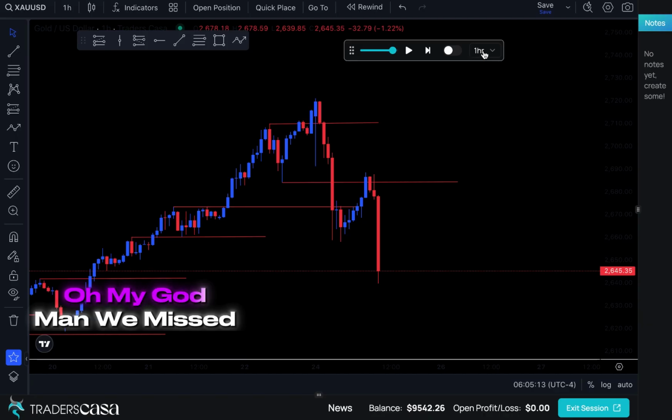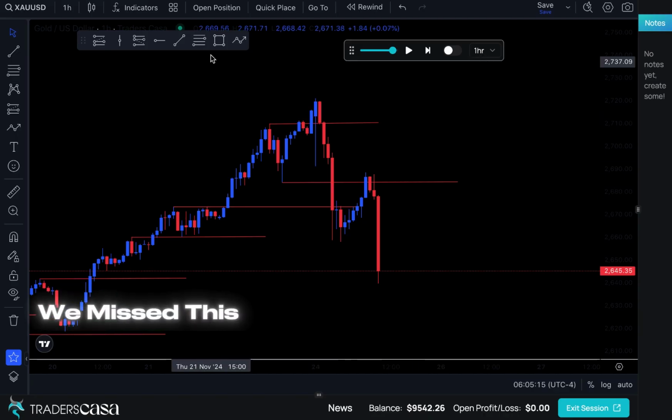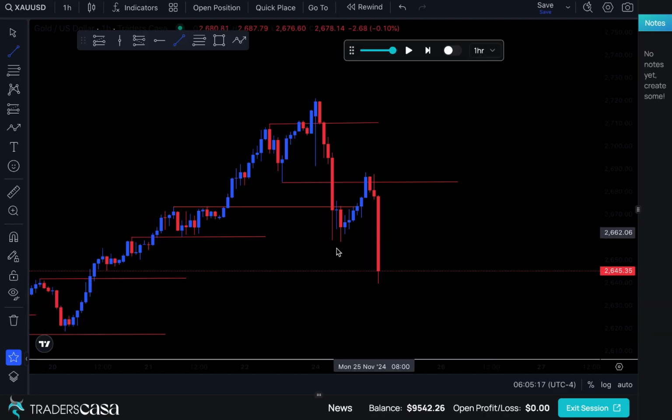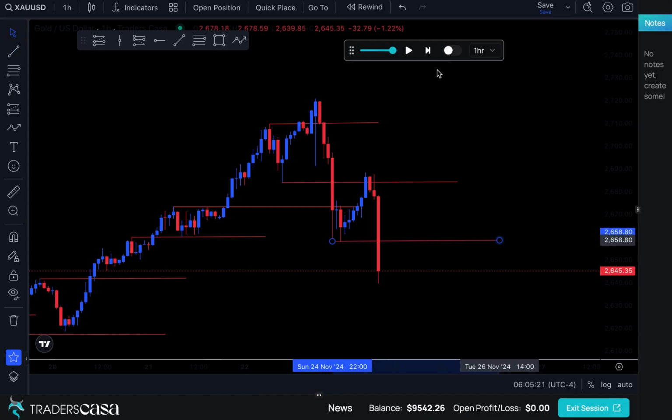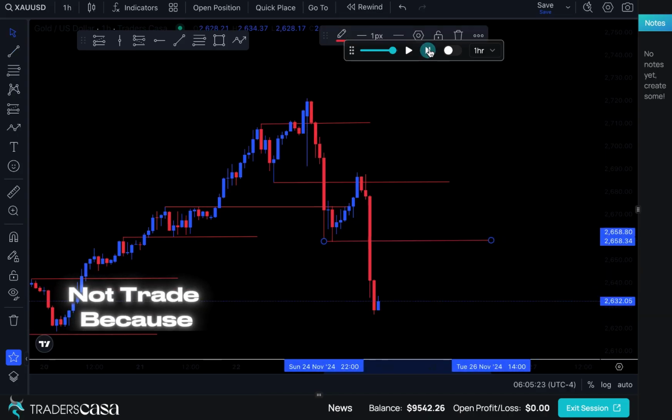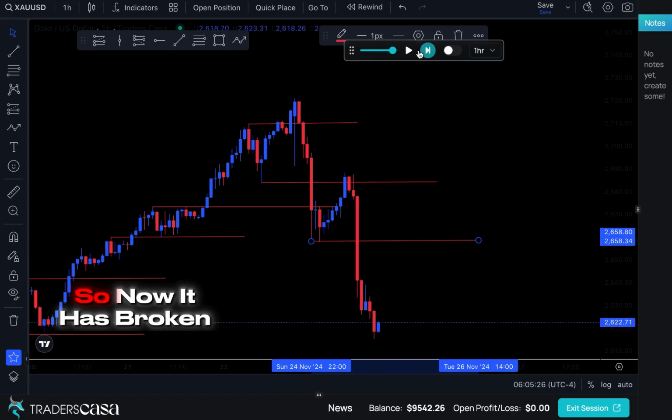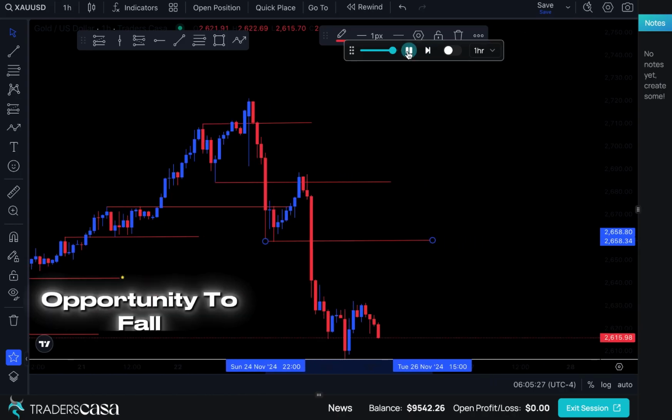Oh my god, man, we missed this. We missed this because of how I'm playing it. It's going very fast, so we do not trade because we missed this opportunity. So now it has broken this. Wait for another opportunity to form.